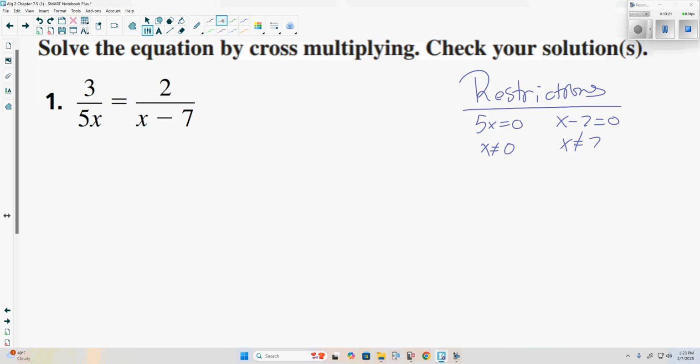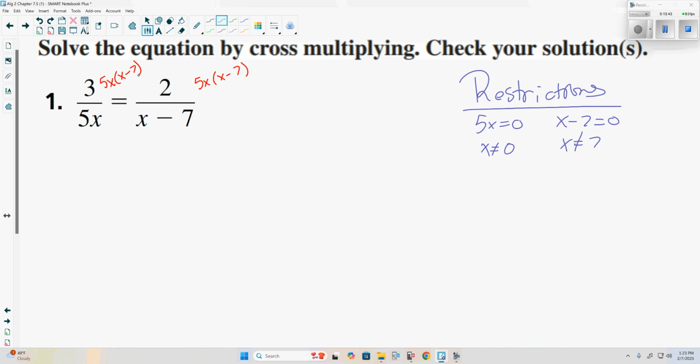What's our least common denominator for this equation? 5x and x minus 7. 5x times x minus 7. So we're going to have to multiply the whole thing by 5x times x minus 7.